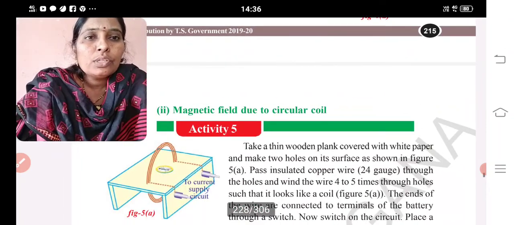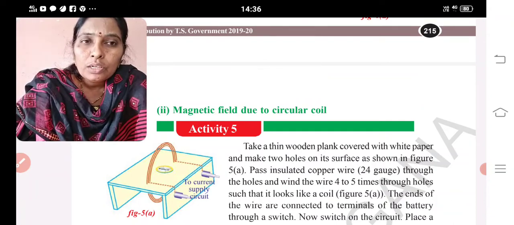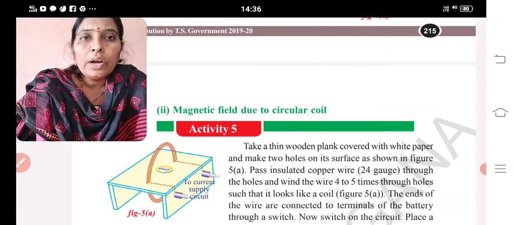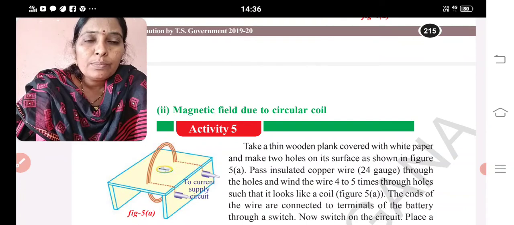Magnetic field due to circular coil. What coil are they using? A circular coil. For that we need to take a thin wooden plank, make two holes in the wooden plank, and insert a copper wire through those holes such that it makes a circular coil, and the two ends of the wire are connected to the 9 volt battery. Now see figure 5a, all of you children. It is a wooden plank with two holes, through those holes we are passing the copper wire, and the two ends of the copper wire are connected to the battery.